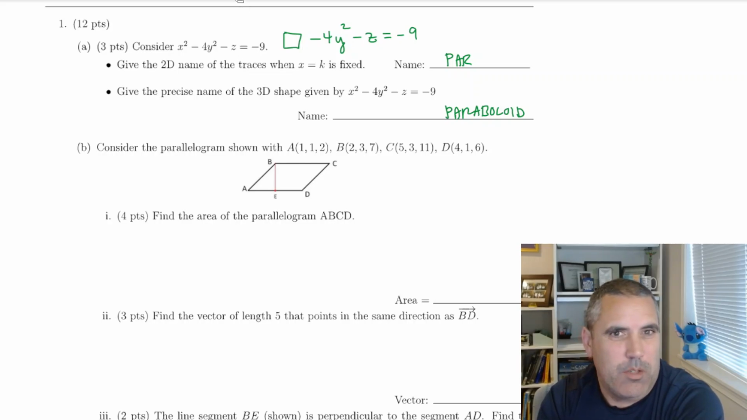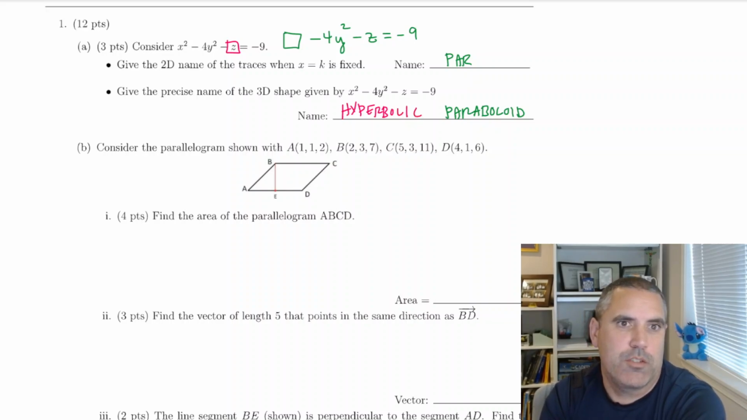And then lastly, what happens if we fix z? It's a hyperbola. So we call this a hyperbolic paraboloid. It's a Pringles chip. I drew that in a previous video.